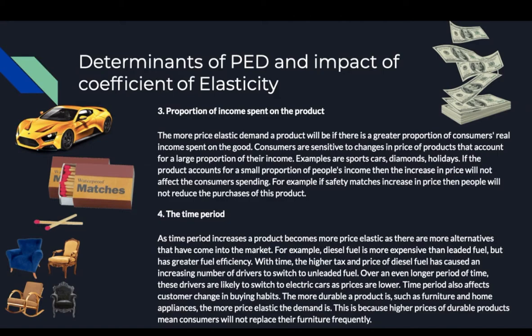With time, the higher tax on the price of diesel fuel has caused an increased number of drivers to switch to unleaded fuel. Over an even longer time, these drivers are likely to switch to electric cars as prices are lower. Time period also affects customers' changes in buying habits. The more durable the products are, such as furniture and home appliances, the more price elastic demand is. This is because at higher prices of durable products, consumers will not replace their furniture frequently.